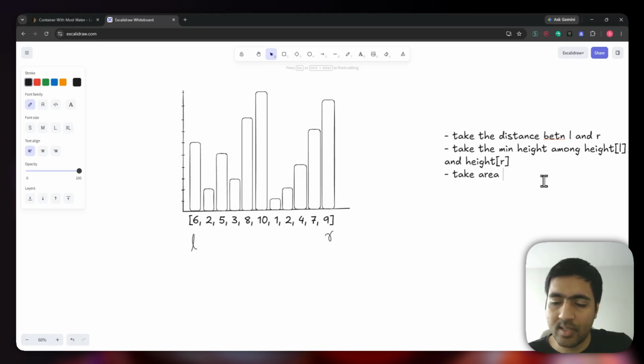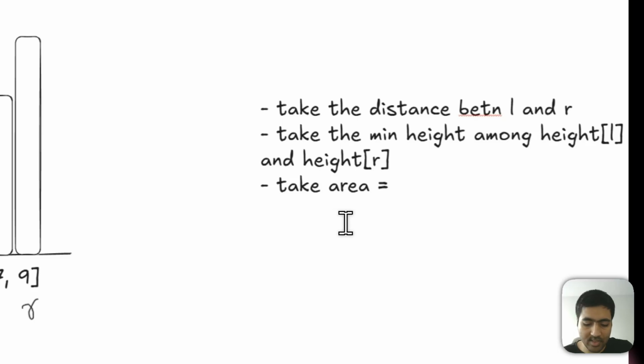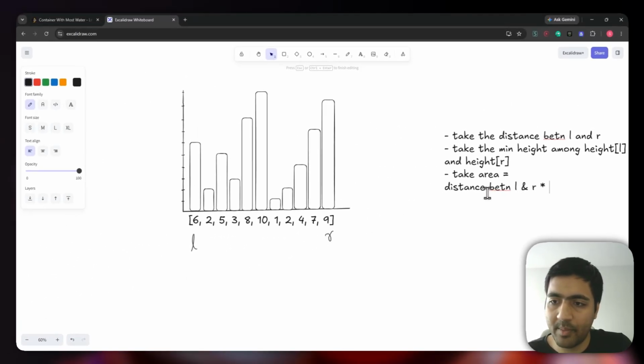Take area, which is the distance between L and R, multiplied by the minimum height between these two, min of height of L and height of R. So we get the area between these two.